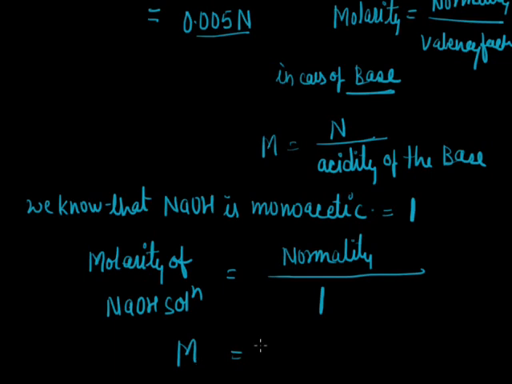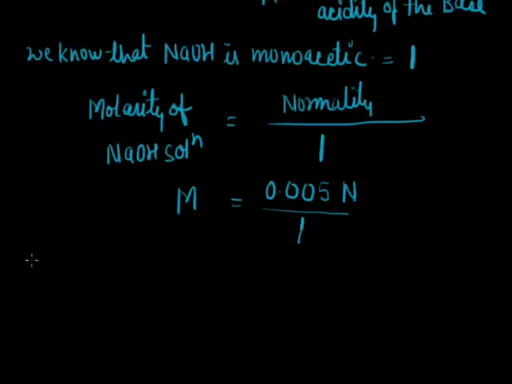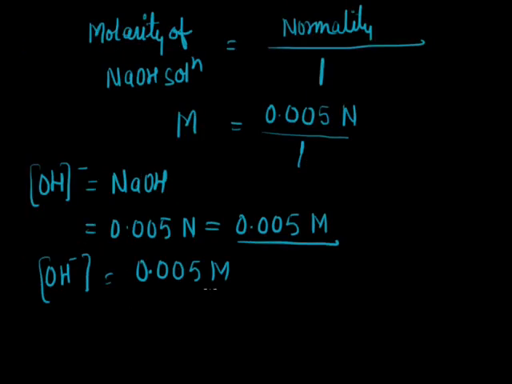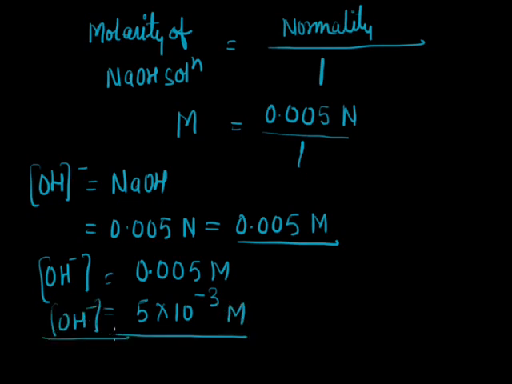So M is equal to 0.005 N divided by 1. Now we will get the OH minus ion is equal to NaOH, which is 0.005 N, that is 0.005 M in the molar solution. So OH minus ion will be 0.005 M, which is equal to 5 into 10 to the power minus 3 M. From here we get the OH minus ion concentration.